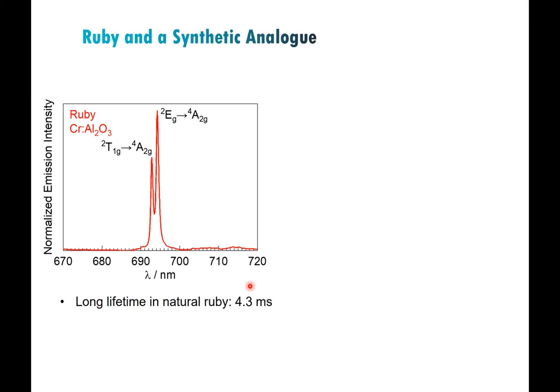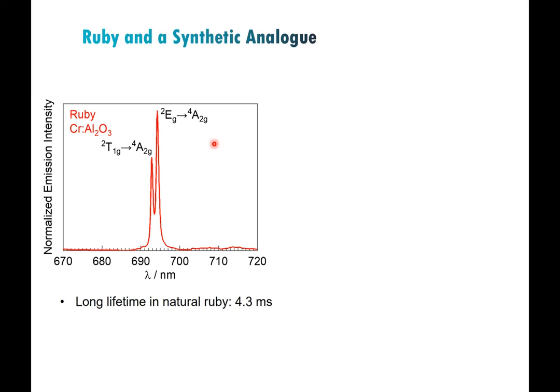It's not the typical T1 to S0 phosphorescence that we see in the vast majority of cases, but it does involve a radiative transition where the two states have different spin multiplicities, doublet and quartet, so that classifies it as phosphorescence. So ruby is just a chromium-doped aluminum oxide material, so it doesn't have a particularly complex structure, but it does give that nice red emission from the chromium center.